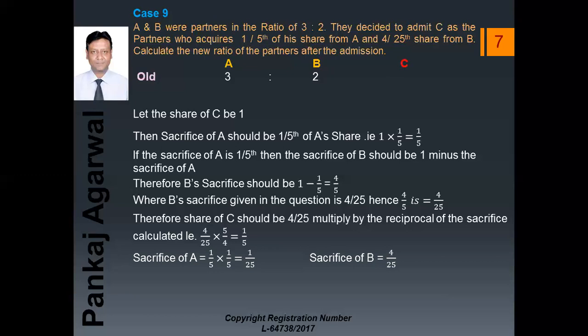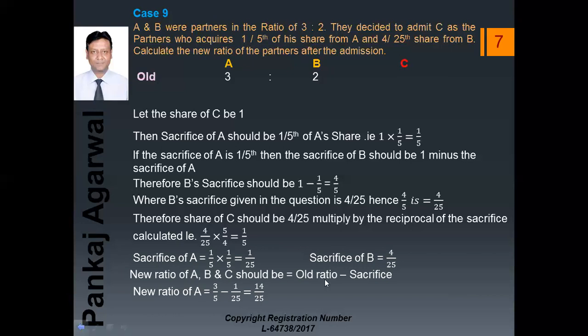Now, as the old ratio of A is 3/5, A's new ratio should be 3/5 minus the sacrifice made by him, that is 1/25. Again, B's old ratio was 2/5. We will deduct the sacrifice made by B, which is 4/25. It comes to 6/25. And C's ratio is 1/5. We will multiply it by 5/5 to equalize the denominator. It comes to 5/25. So the new ratio comes to 14:6:5.